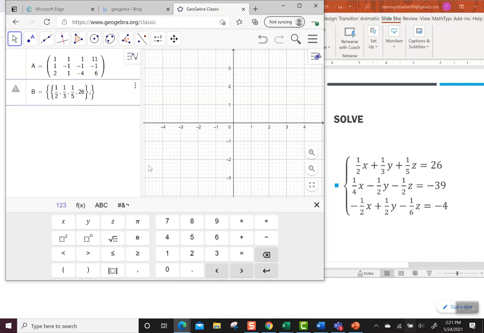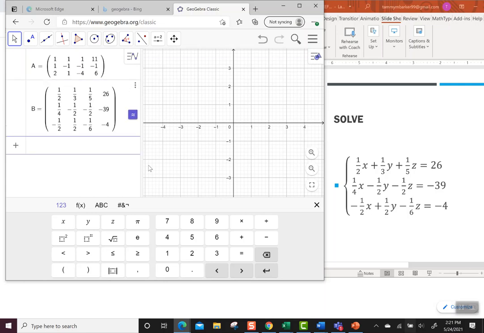So a comma in between our second list. So now I have 1/4, negative 1/2, negative 1/2, and then negative 39. Another comma, another set of brackets. I have negative 1/2, positive 1/2, negative 1/6, then lastly, negative 4.